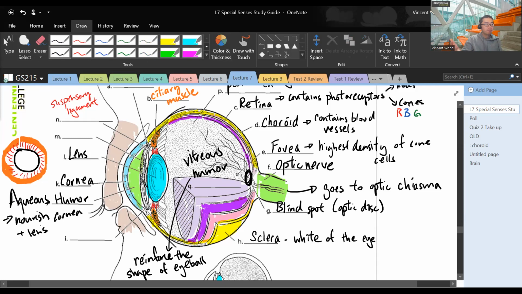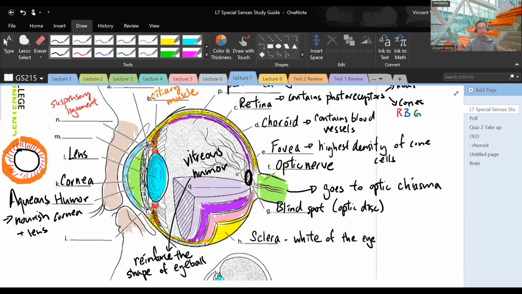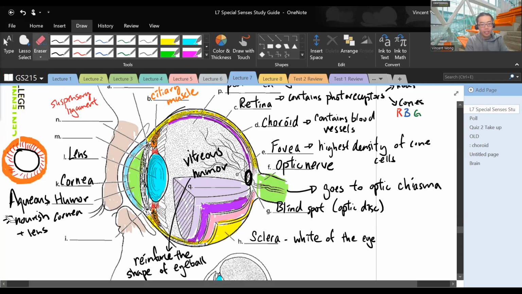Because the cornea and the lens are transparent, there are no blood vessels going through them, right? So as a result, they need to have some kind of way to get nutrients, and that's what the aqueous humor is for. All right. We don't have to know this one.